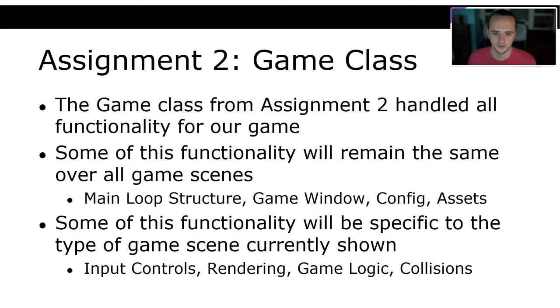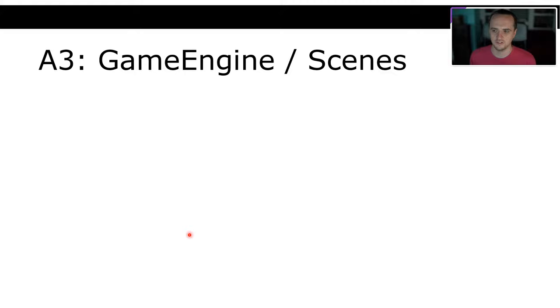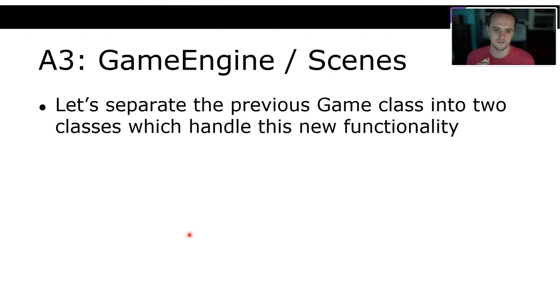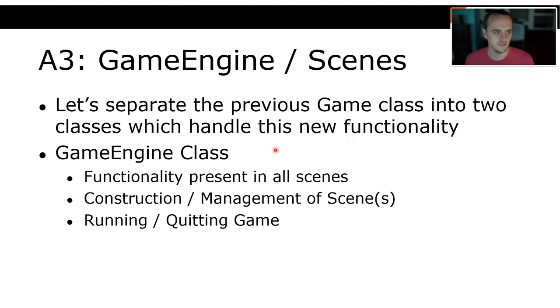All right, so here's what we're going to do. In assignment 3, we're going to take that game class that did everything for us in assignment 2, and we're going to break it up into 2 different classes. So let's separate the previous game class into 2 classes which will handle all this new functionality. The first class is going to be the game engine class. This will handle the functionality that's present in all of the scenes. It's also going to handle the construction and the data management of the scene objects, and it's also going to handle the game's main loop and the quitting of the game. Okay? It's also going to do input handling, and we'll look at that in the next lecture.